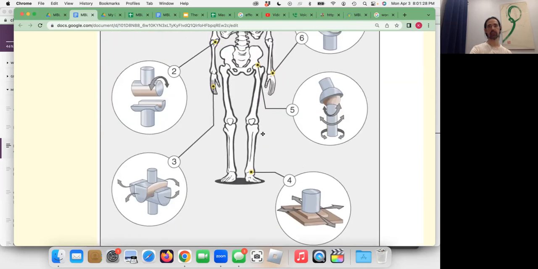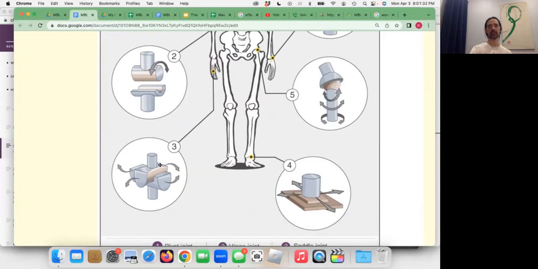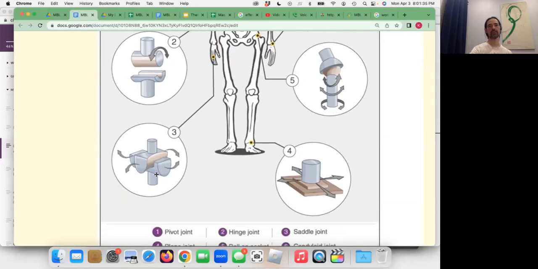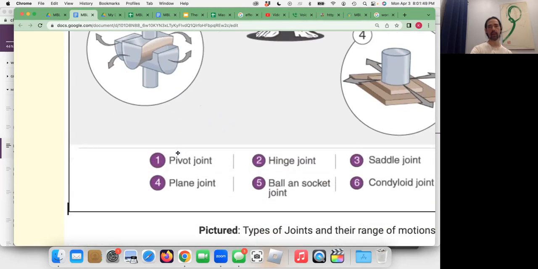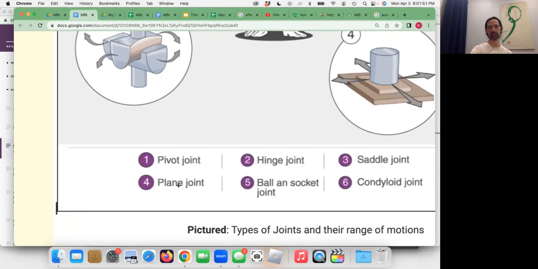Saddle joints are only found in the thumb. They're not showing it here. Oh yeah, here's a saddle joint right here. Unique to the saddle joint is that it has a convex surface and a concave surface on bone number 1, as well as a convex surface and a concave surface on bone number 2. We'll go over those again, and I have seen that at least as a practice question.